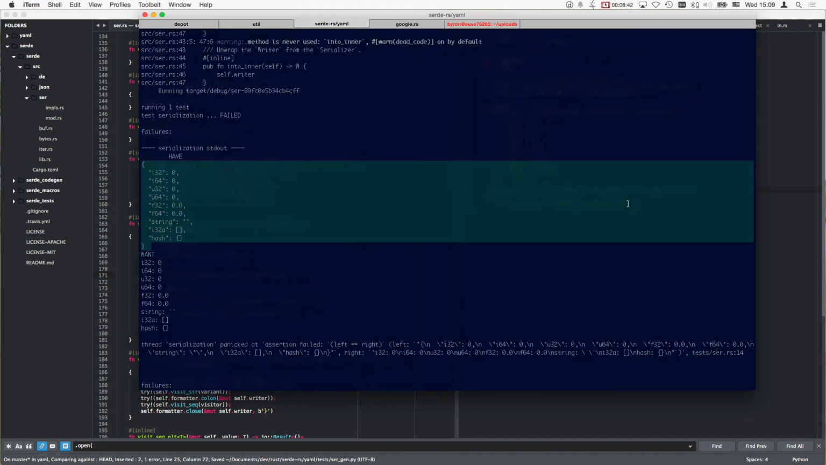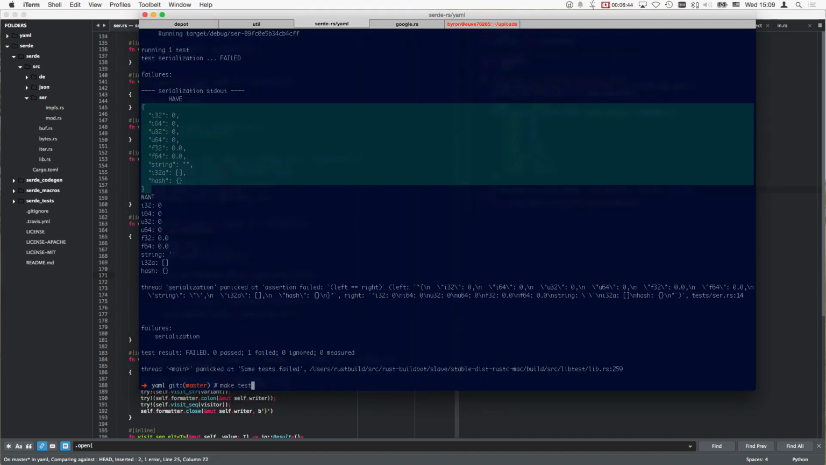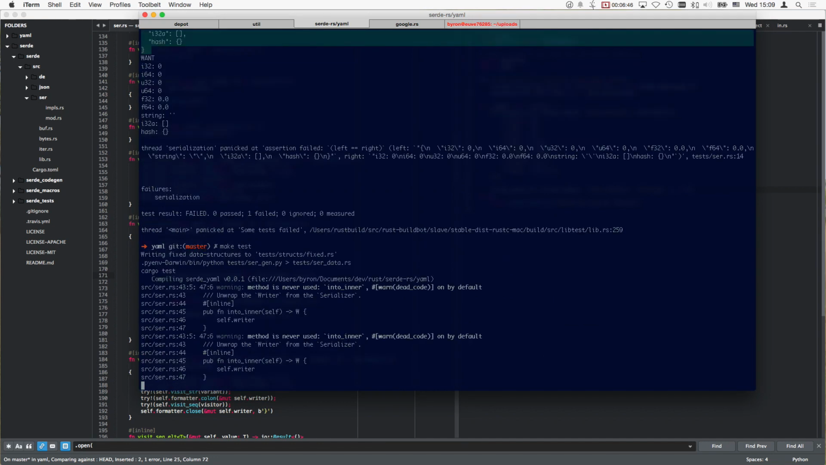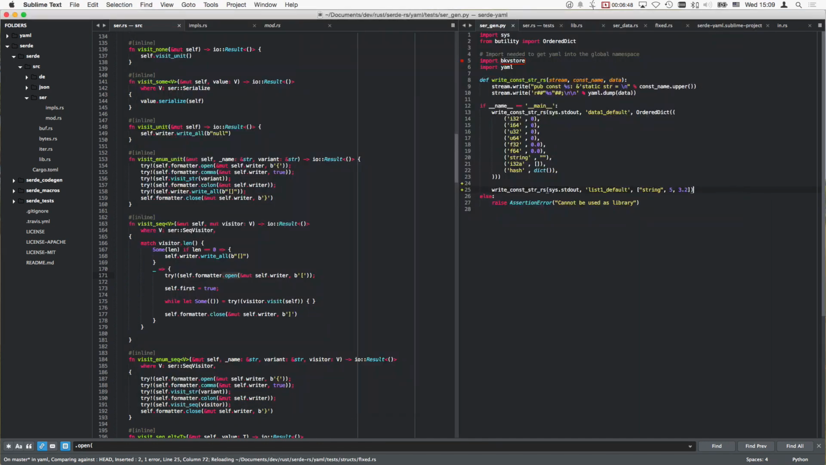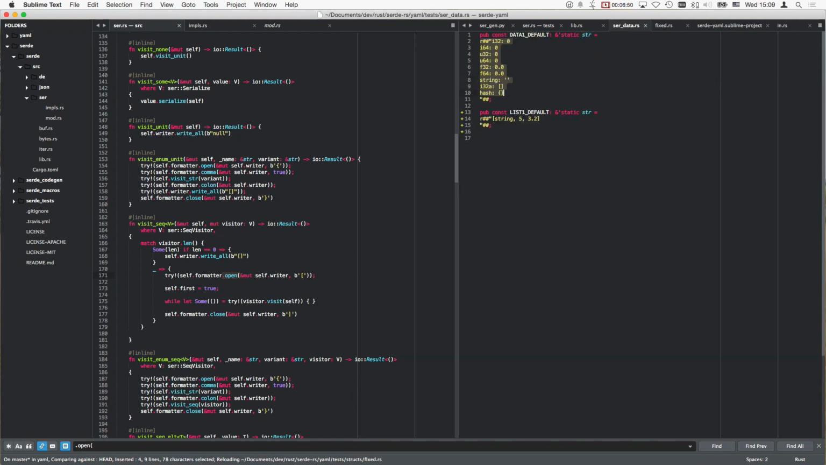I have no clue. So make test should rebuild what we have to rebuild and run the tests. So here in serde-data, this should now show up. Oh, that's interesting. So it adds a new line at the end of the file. That's what we see here. So that's how that looks like. Okay.